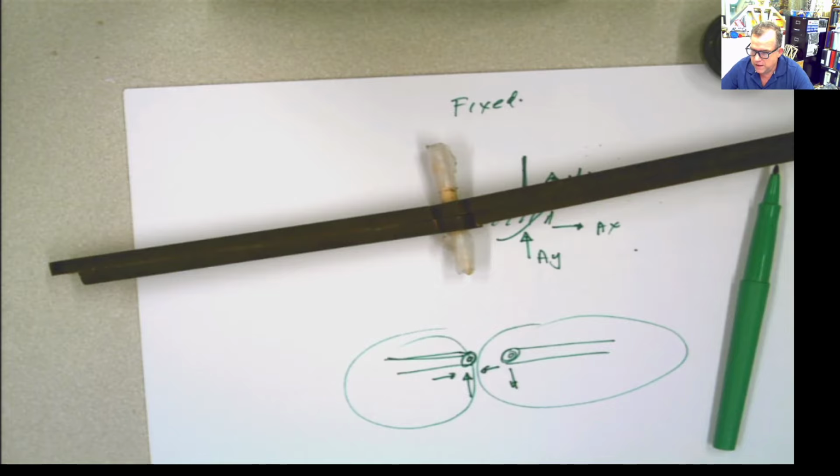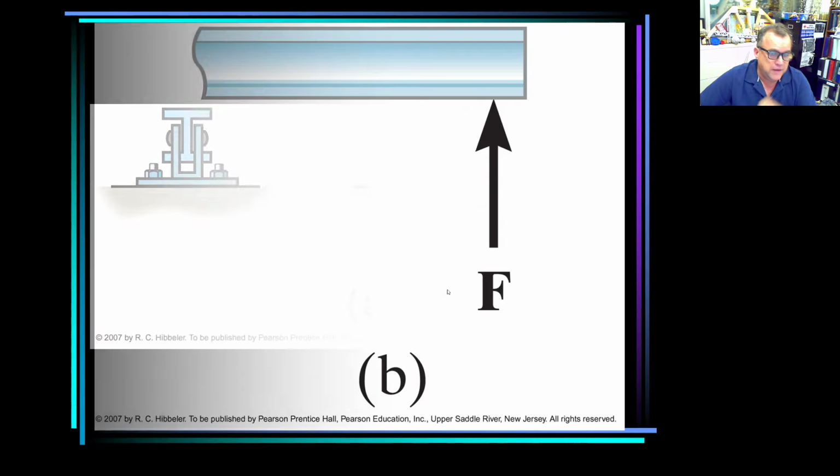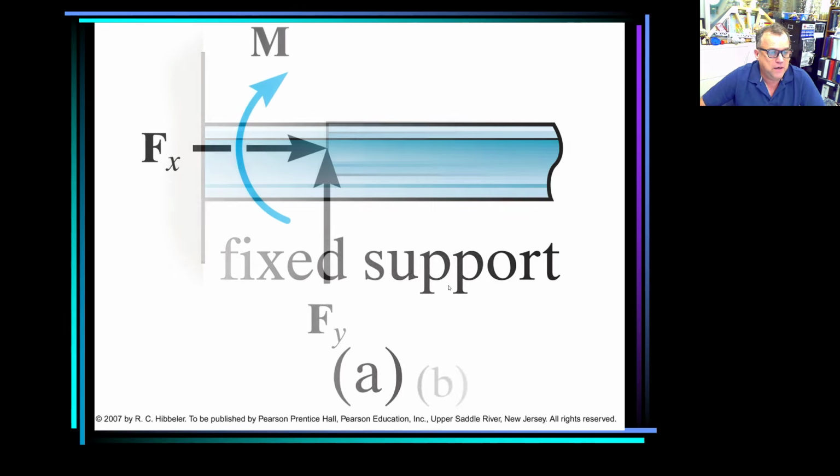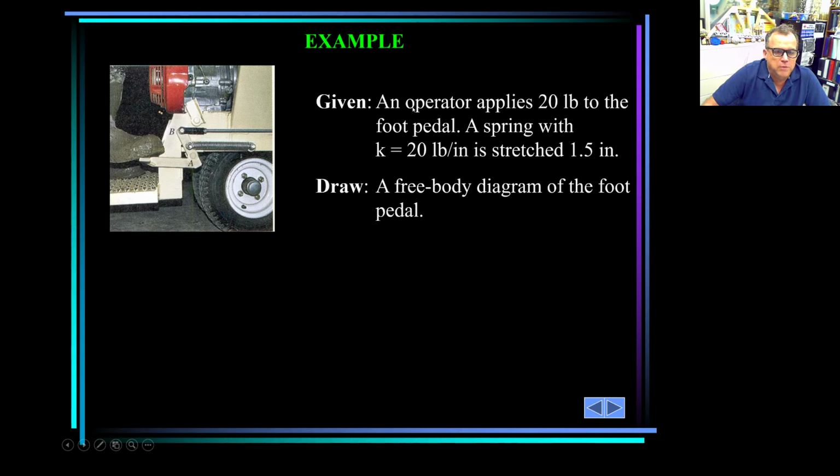Let me see where we are at. We are here. Okay, now let's do a small problem application. Example. It says, given an operator applies 20 pounds on the foot pedal, a spring with a given K is stretched 1.5 inches. Draw a free body diagram of the foot pedal.